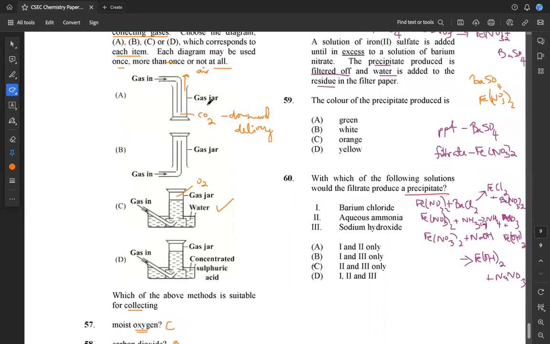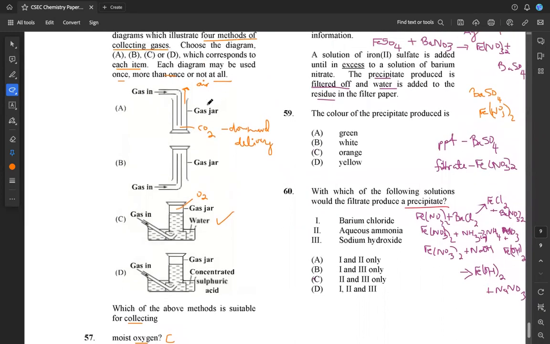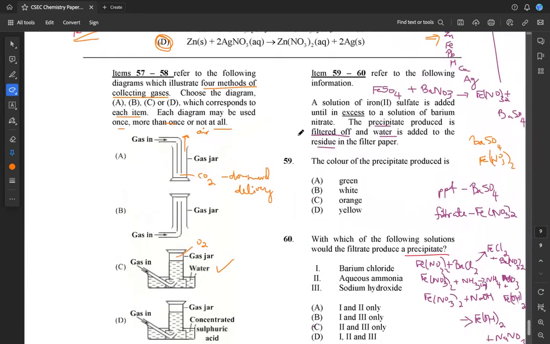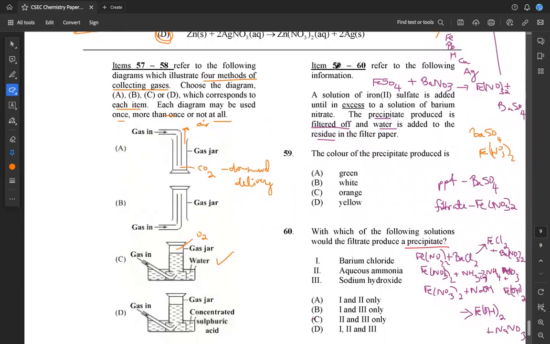All right. So moving along now to 59. It says items 59 to 60 refer to the following information, right? So this is a qualitative analysis kind of a thing now.